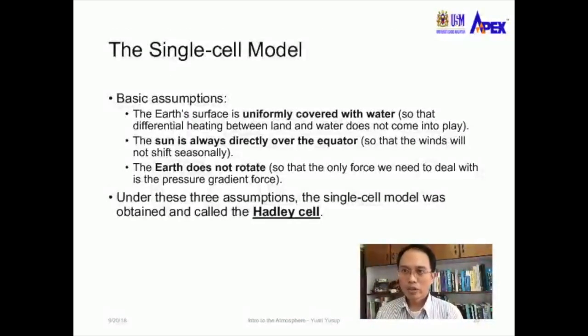Now we look at the single cell model of the Earth. With every model there are assumptions, and these are the basic assumptions of the single cell model. The first assumption is that the Earth's surface is uniformly covered with water, so there's only one type of surface and one type of heat capacity, or surface characteristics. When we assume this, there will be no differential heating between different types of surface, such as between land and water, so that it becomes a simpler model to compare with a more complicated model later.